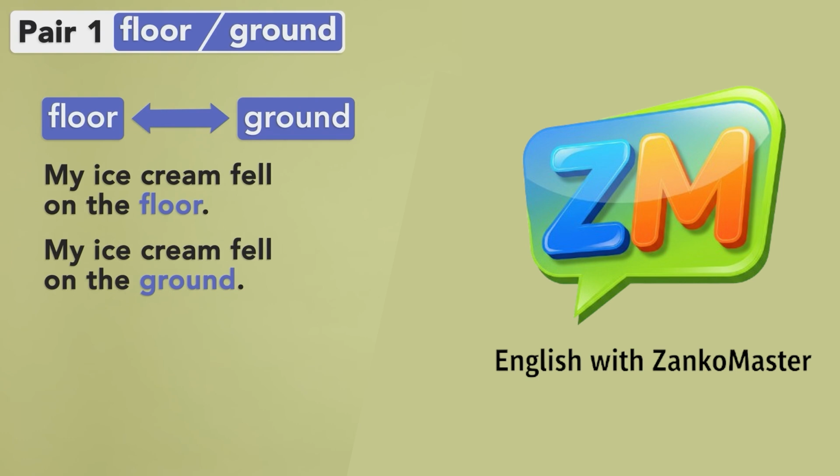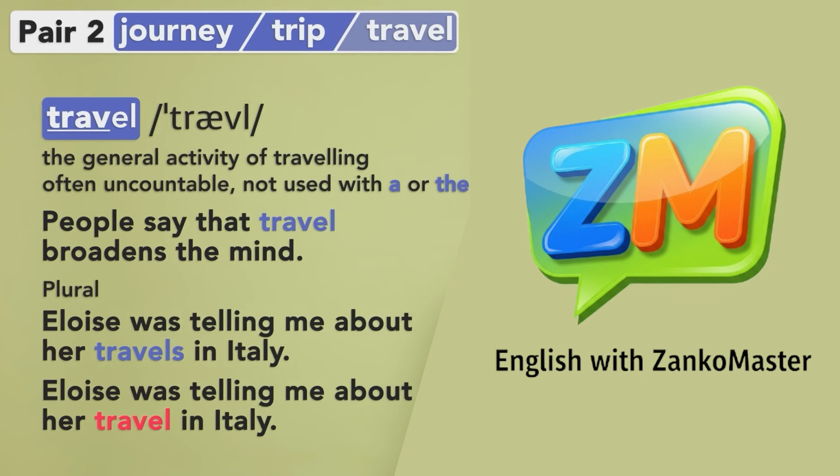Okay, our next pair is journey versus trip. We also need to talk about travel, too. These are words that my students mix up all the time. So let's clear up the confusion. Let's start with travel. As a noun, it refers to the general activity of traveling, going to a different place. It's often uncountable, so we don't use a or the.